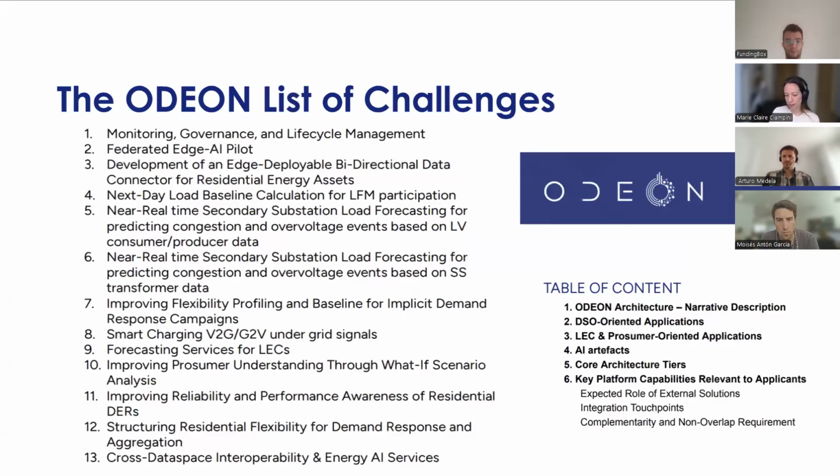As I mentioned earlier, these challenges need to be read within the context of the technical guidelines document, which is another document that we've provided for you to understand better how you fit within the ODEON scope. So in the technical guidelines document, there is more information on what was already presented today, specifically by Arturo, as it's a technical document. But essentially, there's more information about the ODEON architecture. There's information about the DS-oriented applications, as well as the applications related to Lex and prosumers. There's also information about the AI artifacts and the core architecture tiers.